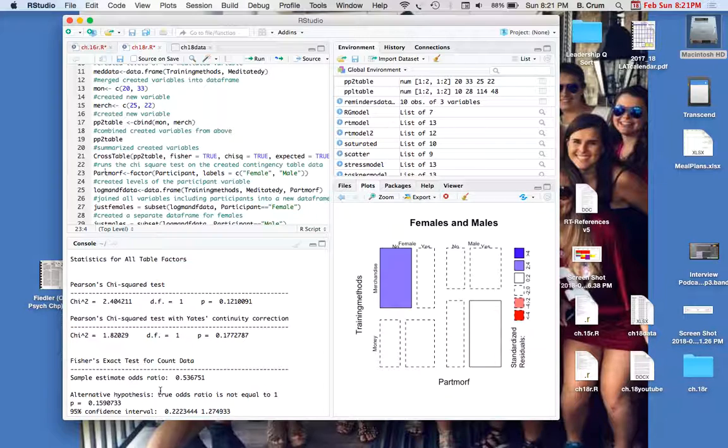The value of the chi-square statistic is given in the output, as well as the degrees of freedom and a significance value. The value of the chi-square statistic is right here, and it's 2.404, which is not significant, with degrees of freedom of 1, and p equals 0.121, indicating that the type of training incentive used did not have a significant effect on whether the person could meditate or not.